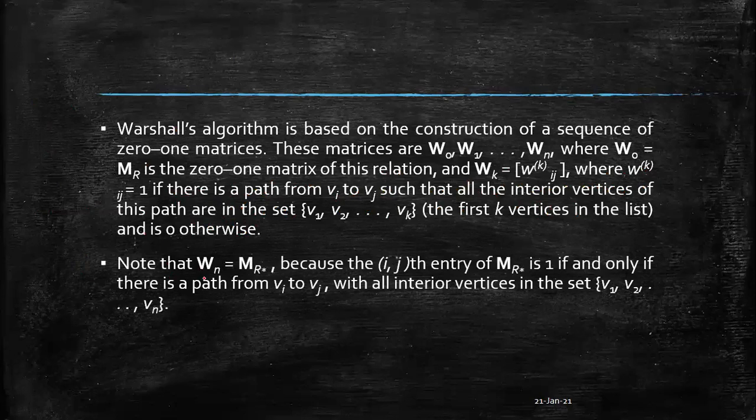So the next thing is, note that Wn will be equal to MR star. How did we find MR star? It was equal to MR join MR square join and so on up to MR^n. Okay, so that is MR^n. Now we will see the example.